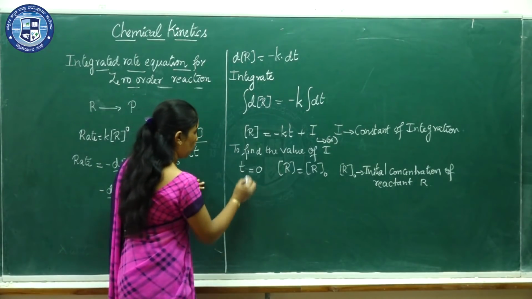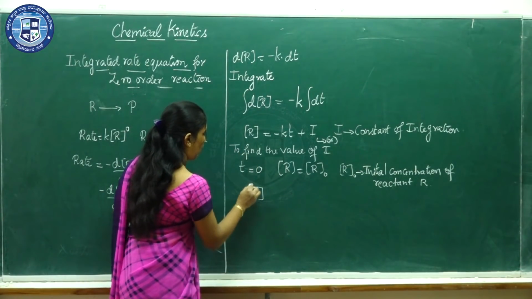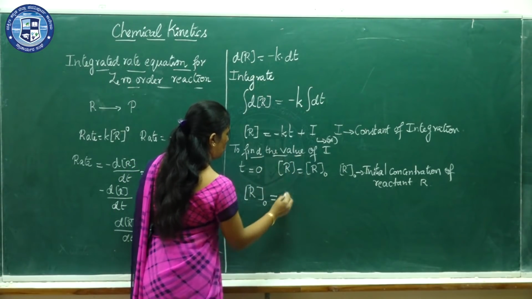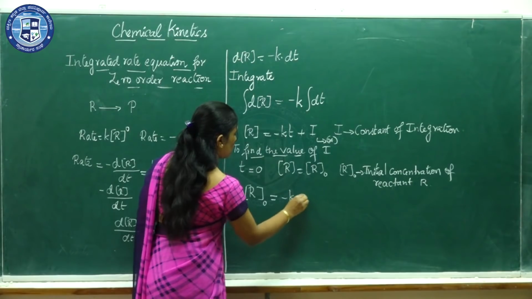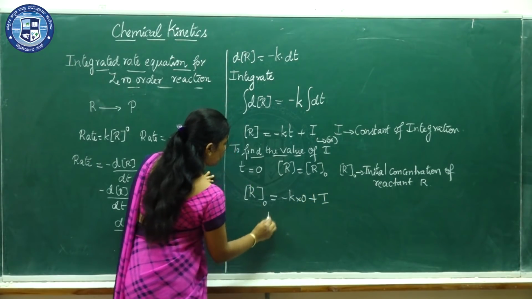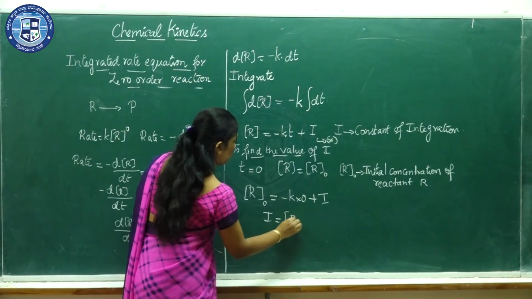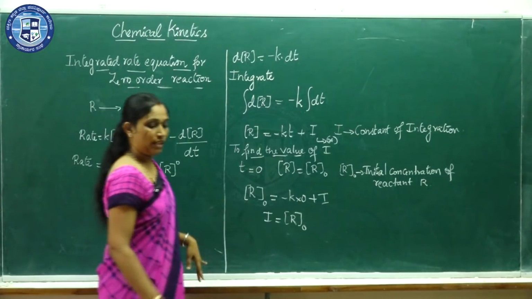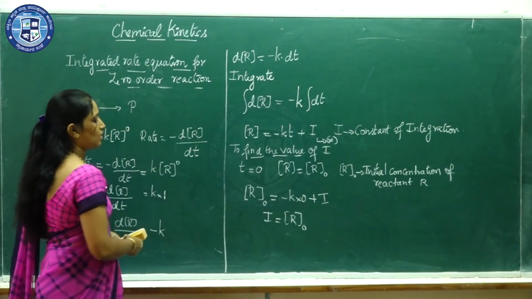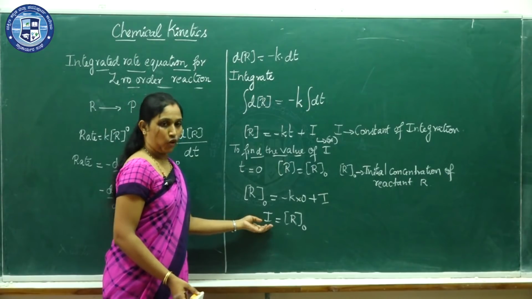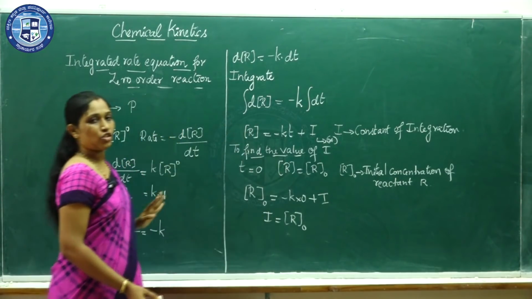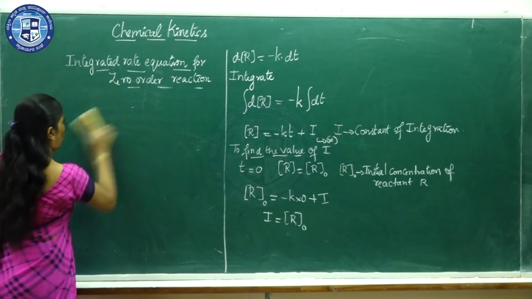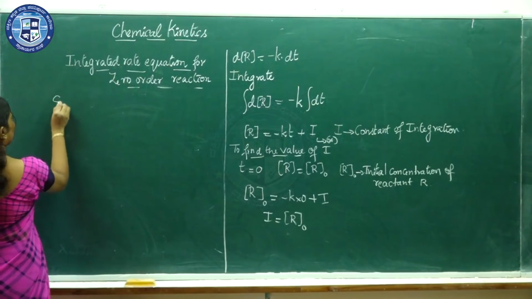So what happens now? In the place of R, R becomes R naught, that is equal to minus k into 0 plus I. What is I equal to now? I is equal to R naught. Okay, so hope you understood till here. Now I will be substituting for I in this equation star. How do I substitute? Right here.